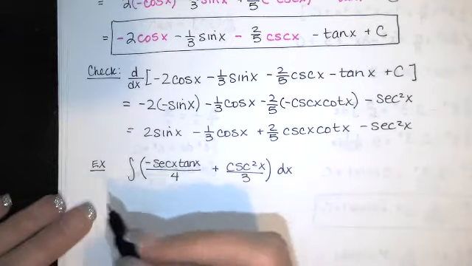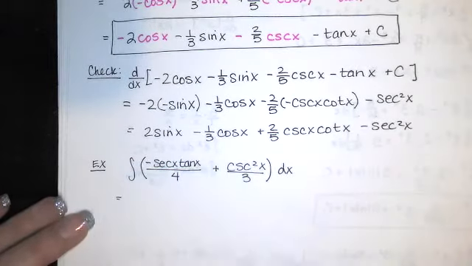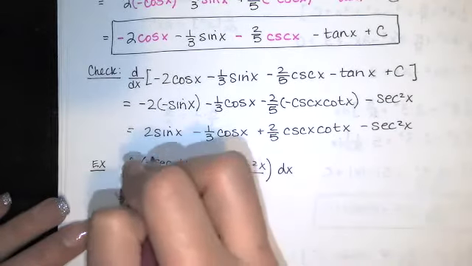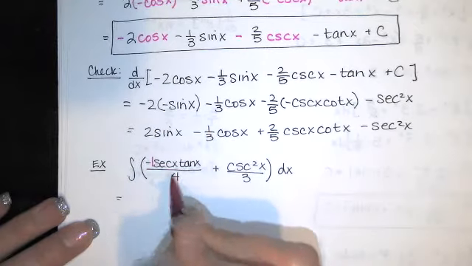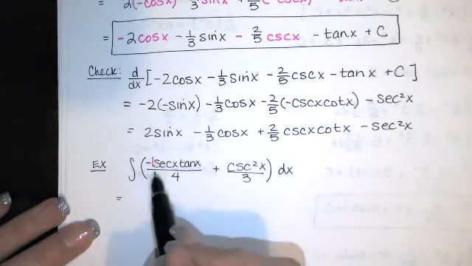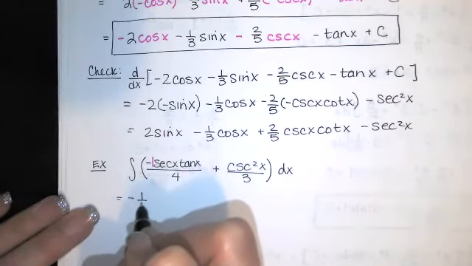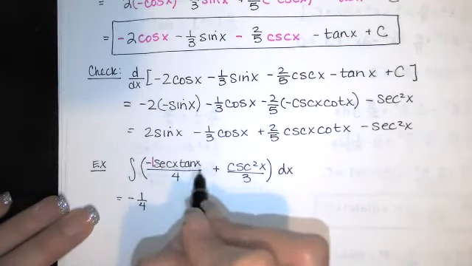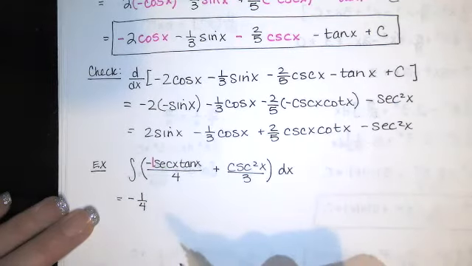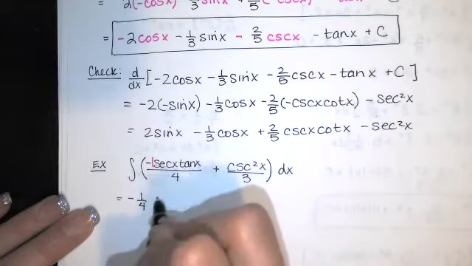Okay, I do the same thing here. Bring out the constants first. Look at the constant in the numerator and the denominator. There's no constant up here, it's an implied 1. So this is a negative 1/4 times the antiderivative of secant of x times tangent of x. I ask myself, what do I take the derivative of to get secant times tangent? It's secant.